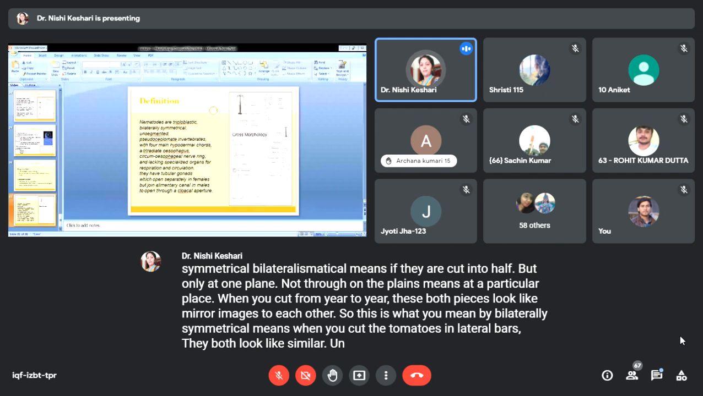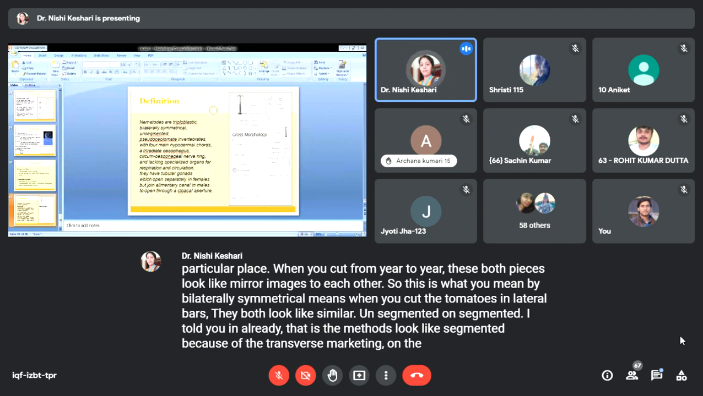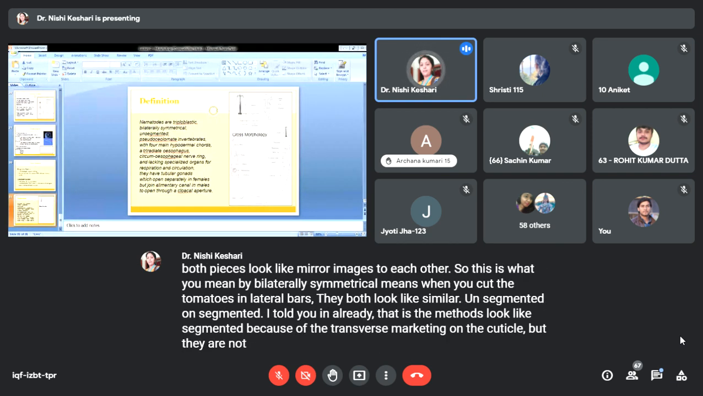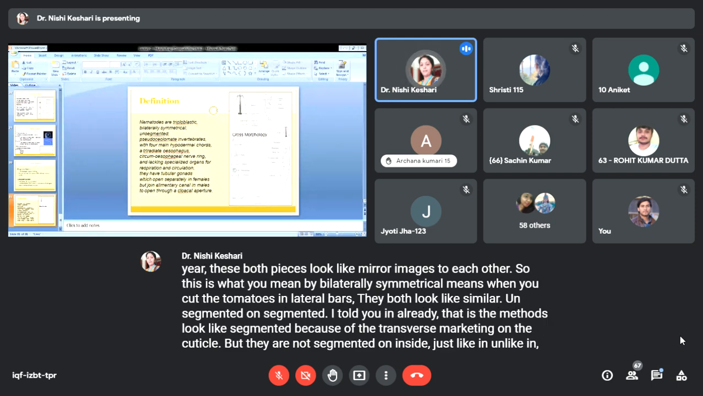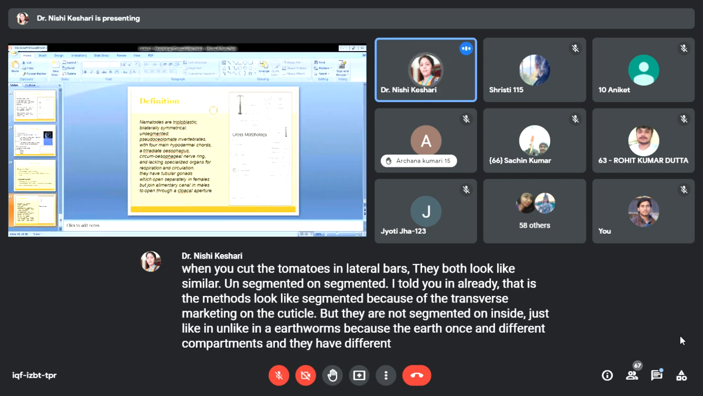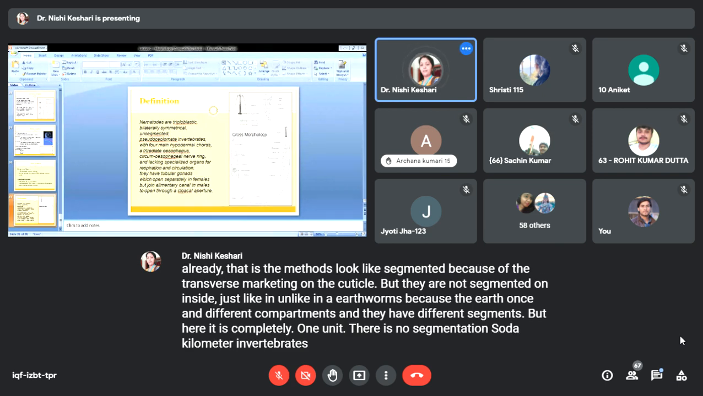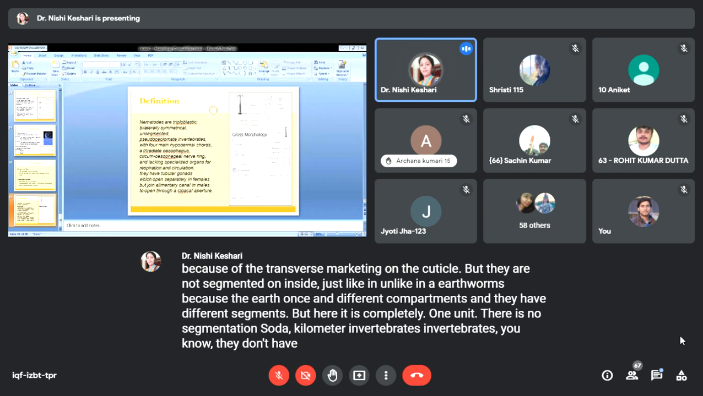Unsegmented: I told you already that these nematodes look segmented because of the transverse markings on the cuticle, but they are not segmented from inside, unlike earthworms, which have different compartments and different segments. Here it is completely one unit, there is no segmentation. Pseudocoelomate invertebrates: they don't have a vertebral column, so they are invertebrates and they are pseudocoelomate.